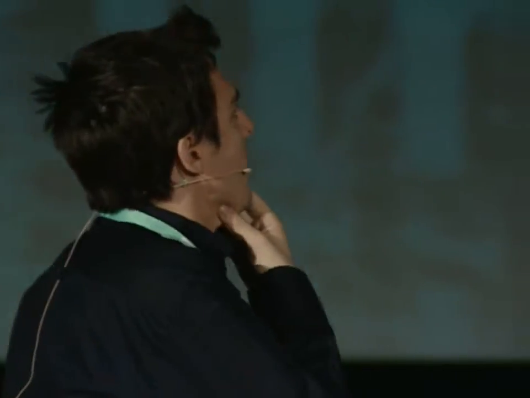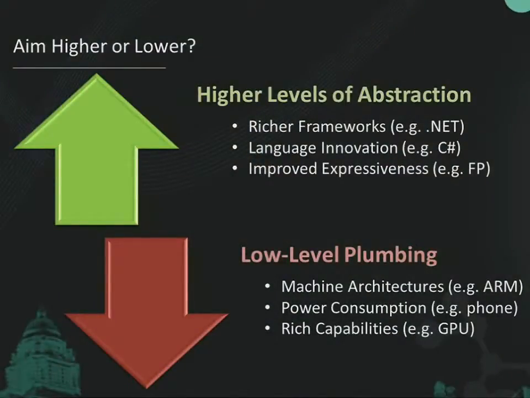Well, at MIX a couple of weeks ago, we showed Internet Explorer 10 running on an ARM processor. Well, somebody needs to write the assembler and the compiler in order to make that happen. So we can't just forget about those kinds of things. It's also the case for power consumption that it might very well leak into your programming model.